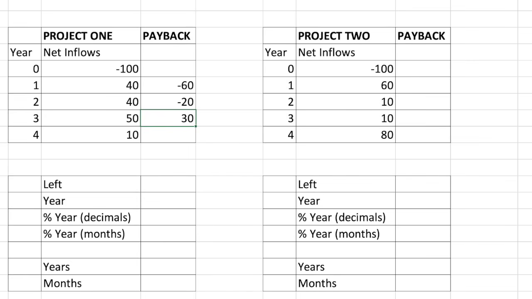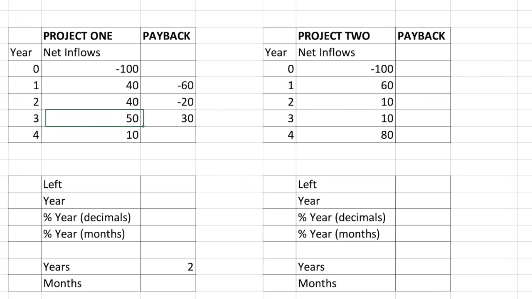So we know the payback is somewhere between year 2 and year 3. The reason why is because we've gone from negative to positive. So somewhere between year 2 and year 3 is where it's happened. So clearly in terms of the years, it's going to be 2 years and then it's going to be some months, which we need to calculate. That's the interpolation that we need to do. So let's go ahead and do that interpolation.